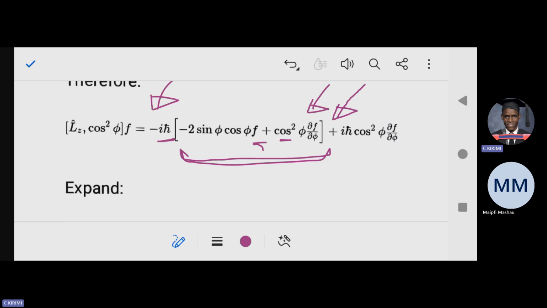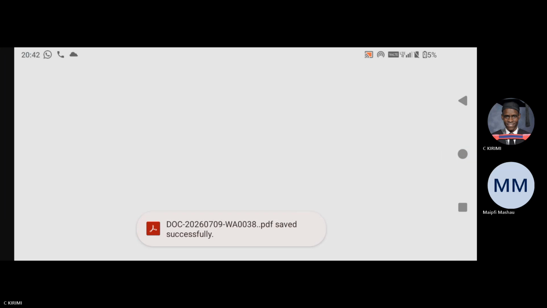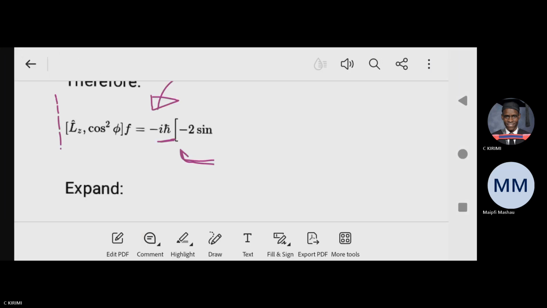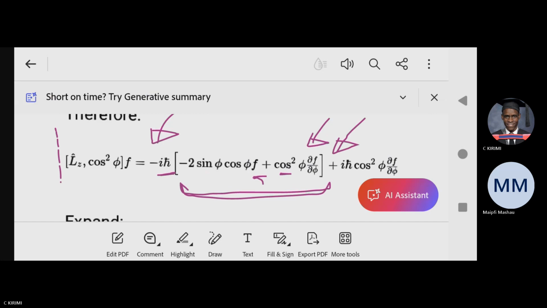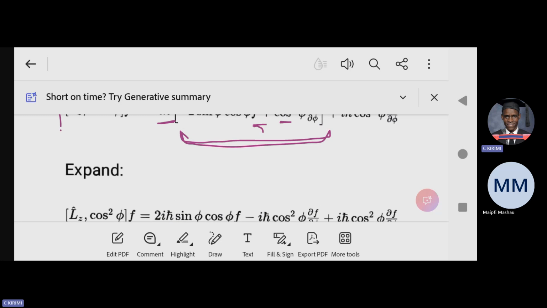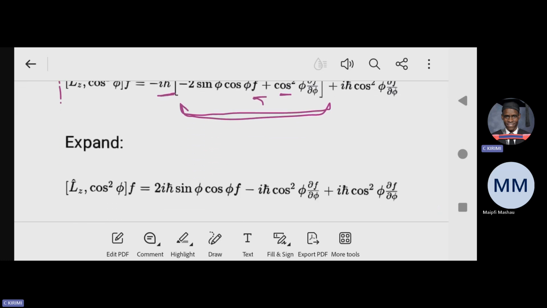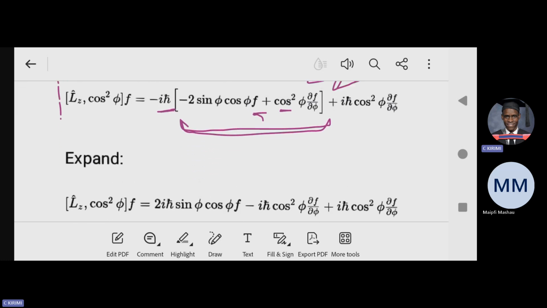Then from there you expand. Now we are multiplying each term one by one. When we're expanding, I'm applying each term one by one. So now we are expanding. If you expand, which means the iħ, negative, negative becomes what? Positive on the first term. So it will be positive 2iħ multiplied by sine phi cos phi.